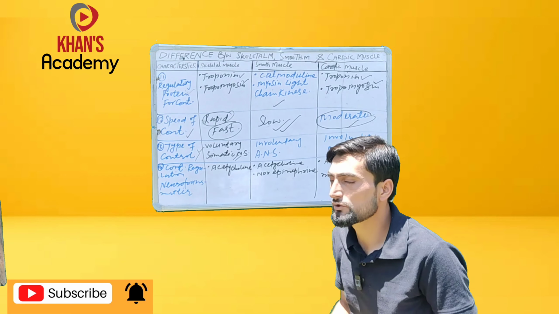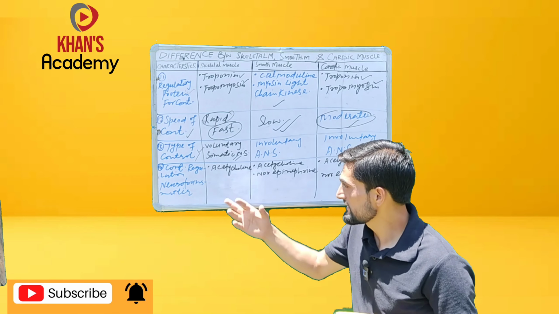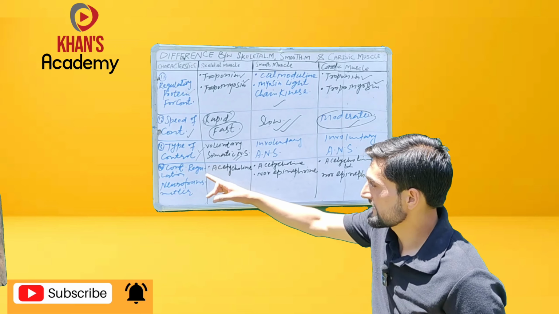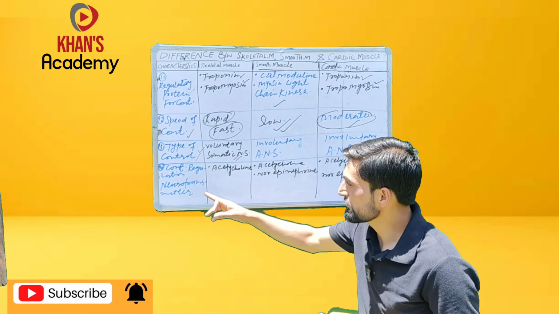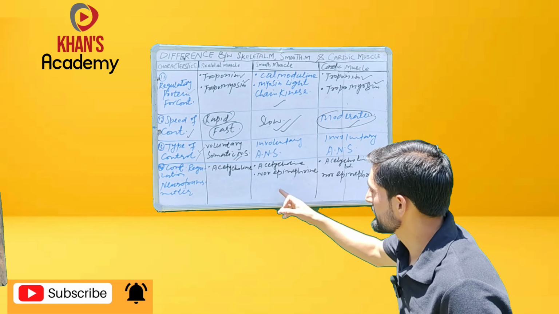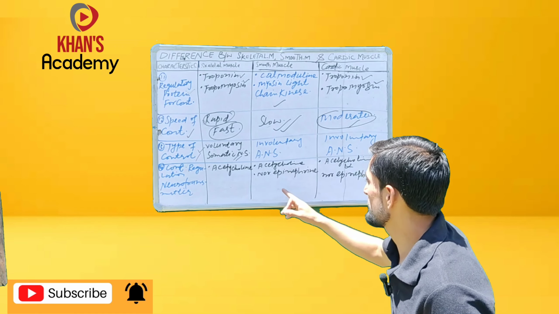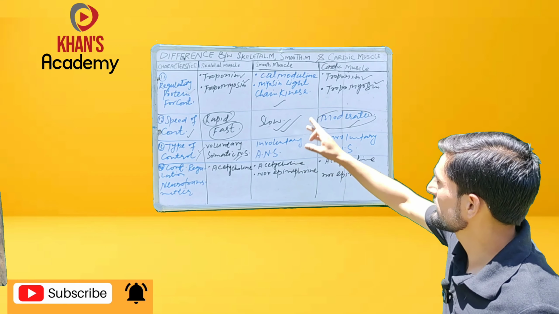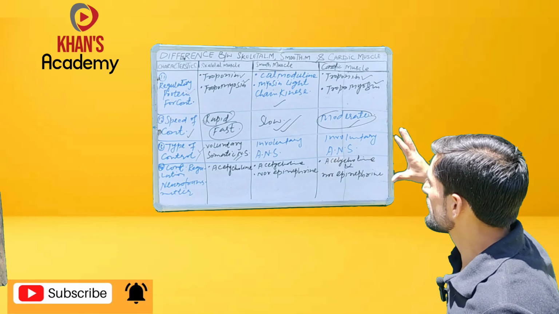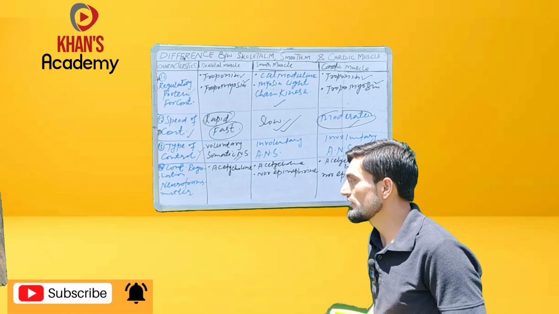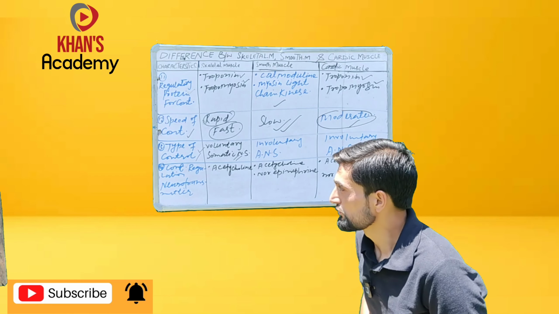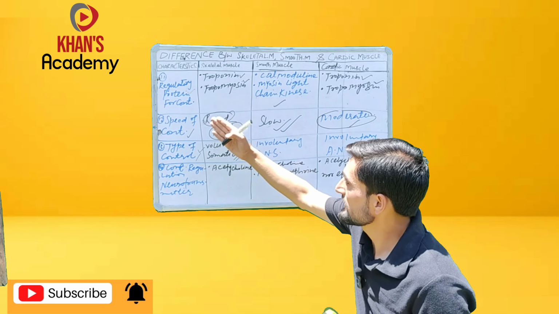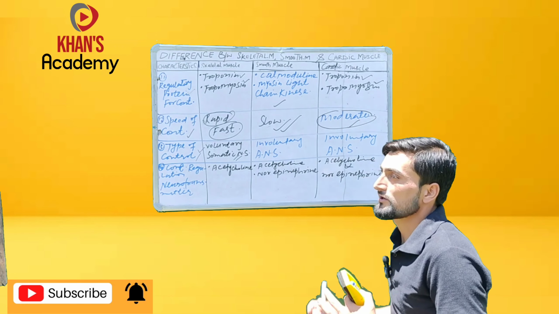Now finally, we see the contraction regulation neurotransmitters. It is acetylcholine in skeletal muscle, and it is acetylcholine and norepinephrine in smooth muscles and cardiac muscles as contraction regulation neurotransmitters. So these were the major differences between the skeletal muscle, smooth muscle, and cardiac muscle.